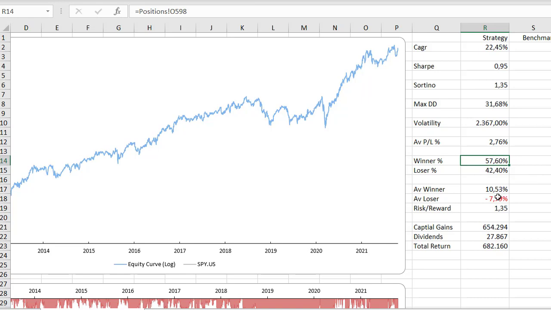57.6% winners, and our win to loss ratio here is still 1.35. The other was 1.32, so that's roughly the same. So just upping the number of winners from 51 to 57.5% here gives us a lot more CAGR, and over 10 years, starting with 100,000, it actually gives us a couple of 100,000 more in return. So that's quite significant.